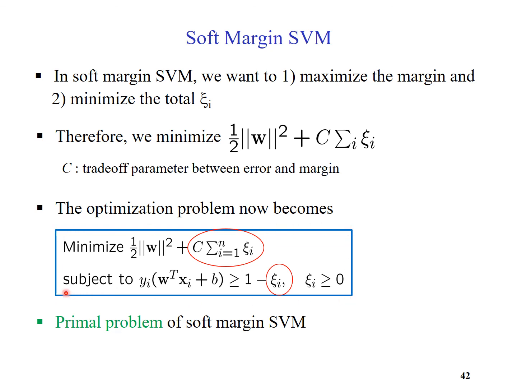The only difference between this and the primal problem of linear SVM is that in soft margin SVM, we have this and this. In linear SVM, we don't have this and we don't have this. So without the terms in the red circle here, this is the primal problem of linear SVM. With these red circle terms, that is the primal problem of soft margin SVM.